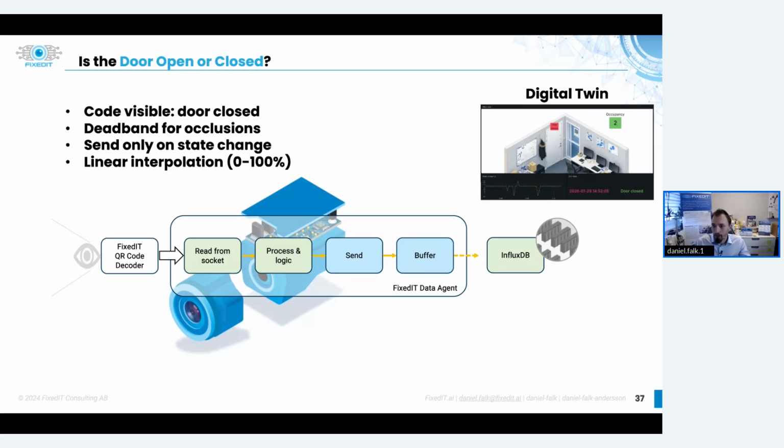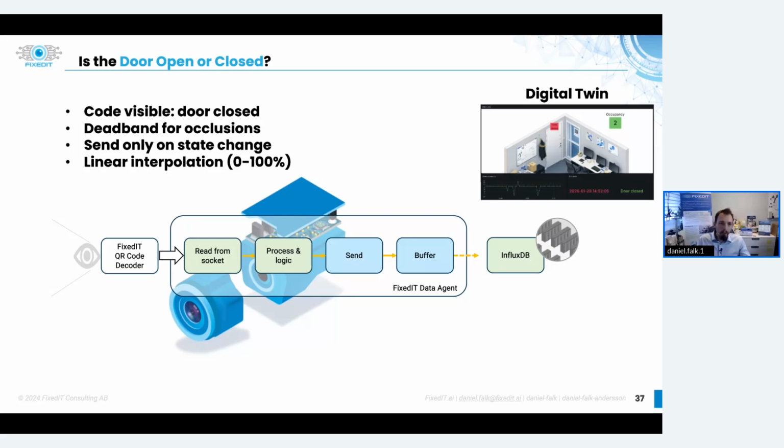Sending everything to the dashboard would load the network quite a lot and load the server a lot if you have many cameras. So instead we run the Fixed data agent, which does the processing and filters out, and only sends when there is a change in the door state. Essentially our logic is that if you see the QR code, the door is closed. If you don't see the QR code, the door is open.